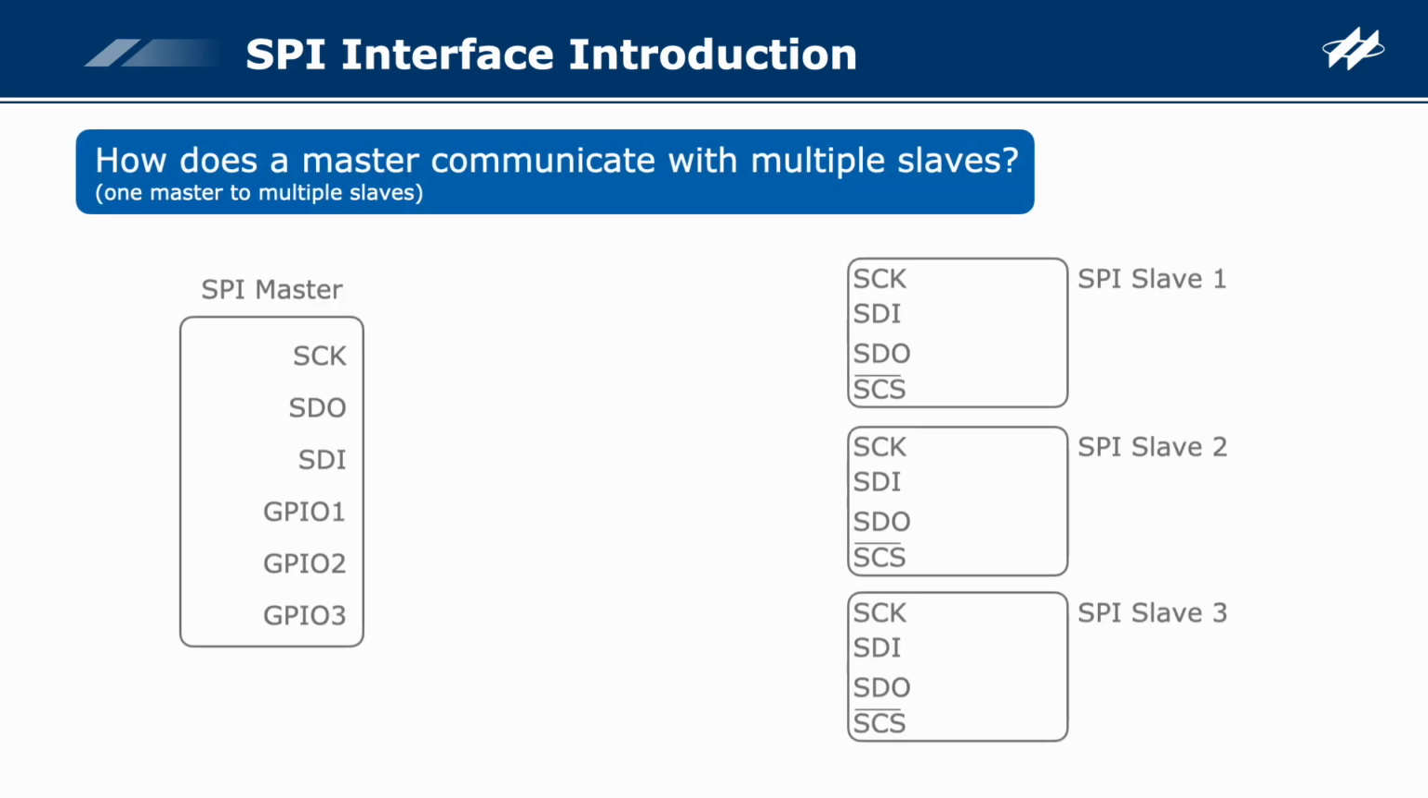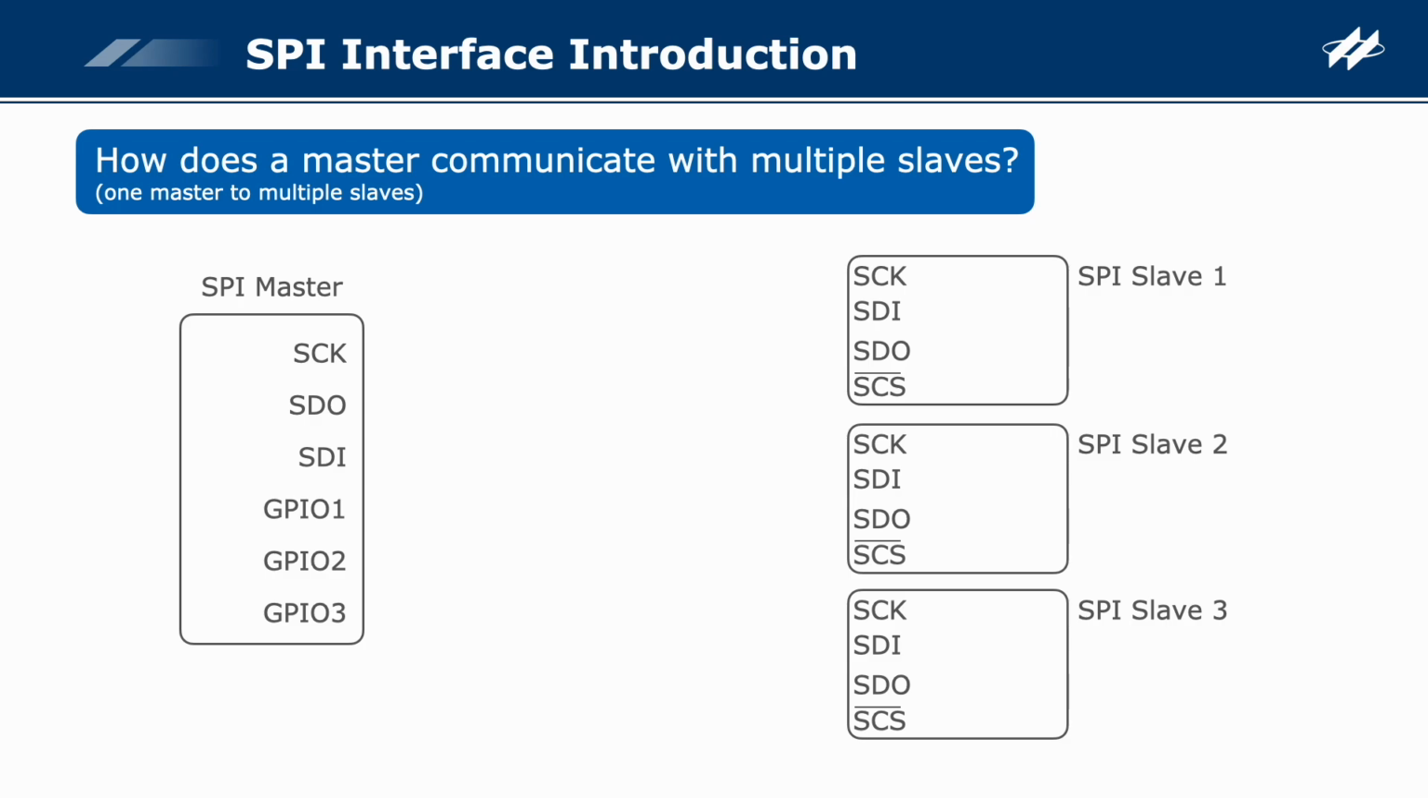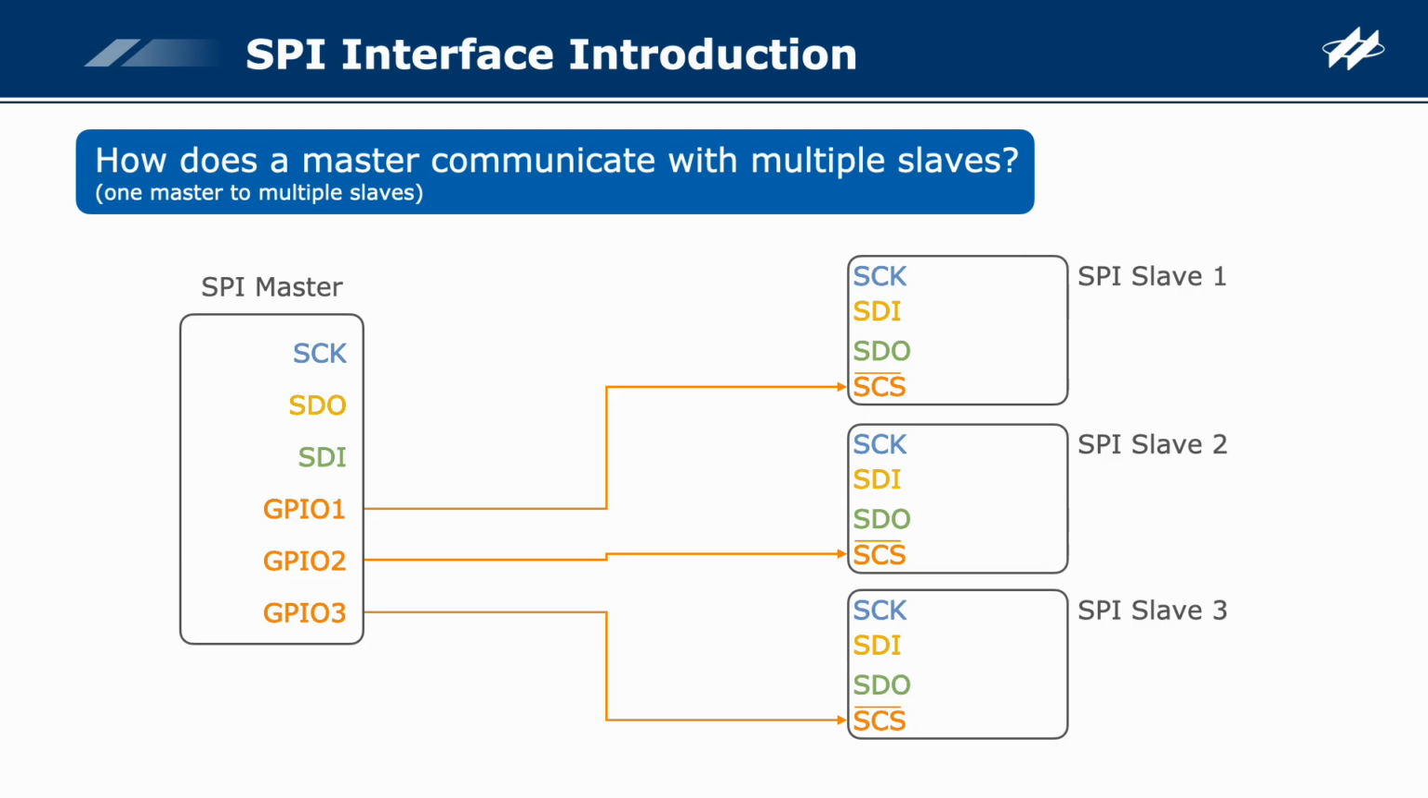For example, there is 1 master and 3 slave devices, then how to communicate? The master's SCK, SDO, and SDI pins are directly connected to the corresponding pins of the 3 slave devices. Then 3 GPIO pins are required to connect to the SCS pin of the slave devices.